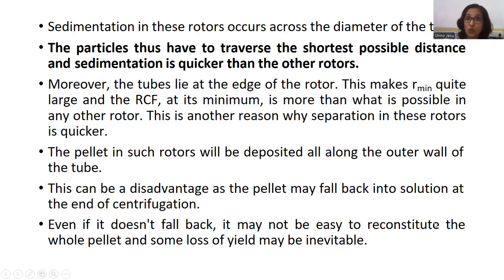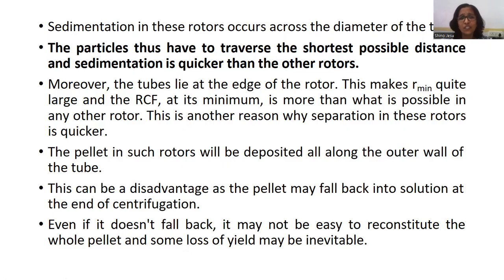Sedimentation in these rotors occurs across the diameter of the tube. The particles thus have to traverse the shortest possible distance. The sedimentation is quicker than in the other rotors. Moreover, the tubes lie at the edge of the rotor, and this makes the rotations per minute quite large and the RCF at its maximum, more than what is possible in any other rotor. This is another reason why separations in vertical rotors are quicker.